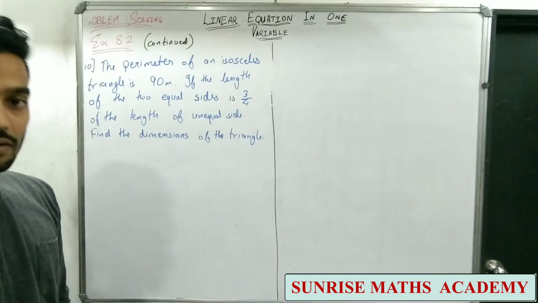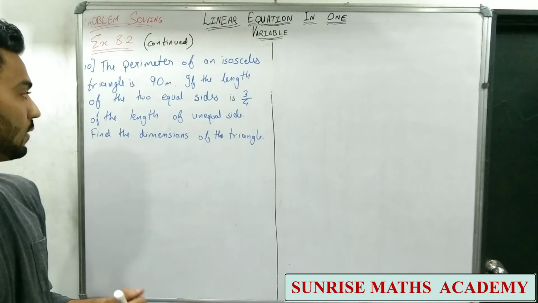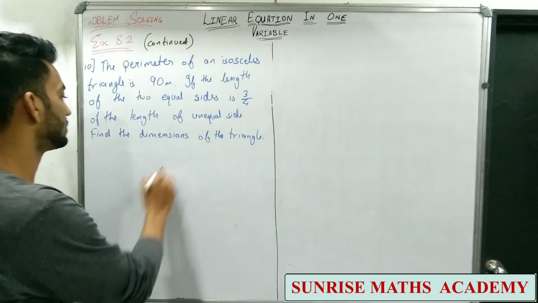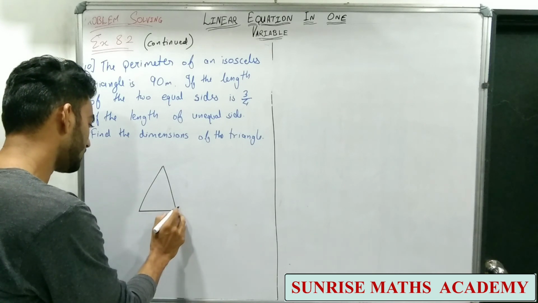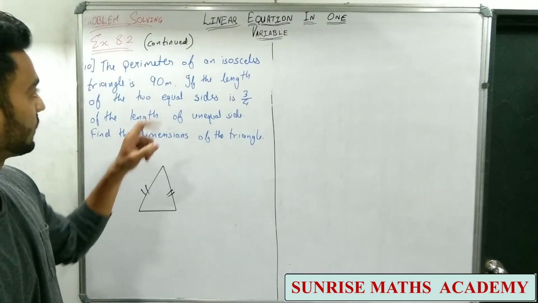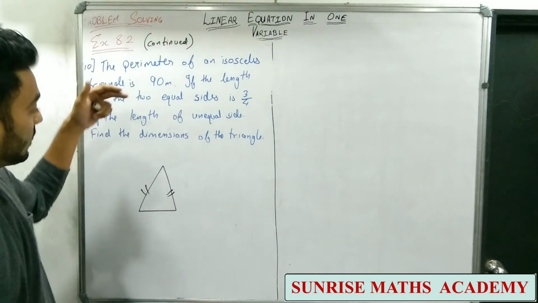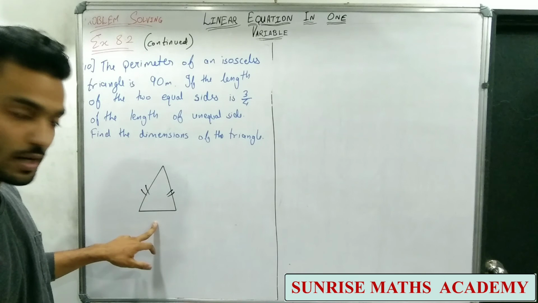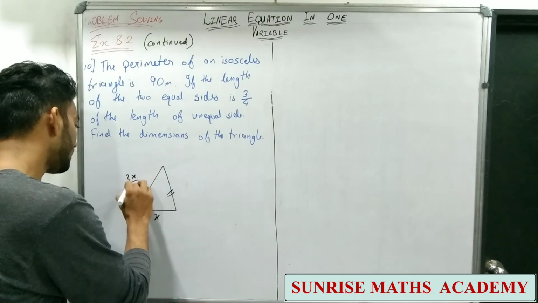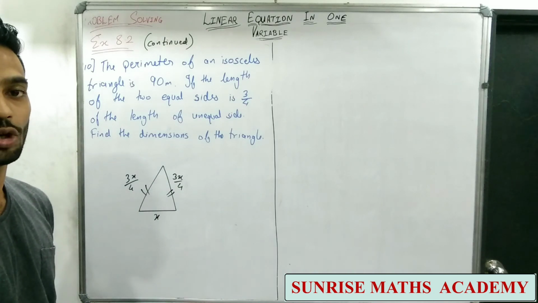The next one is for your practice. So you can practice it, solve it and put it in the comment box. If any doubt you can put it there, we can solve it. The question given is: the perimeter of an isosceles triangle is 90 meter. It's an isosceles triangle, so two sides are equal. Perimeter is given 90 meter. If the length of the two equal sides is 3/4 of the length of the unequal side. Length of equal sides का comparison दिया है unequal side से. So unequal side को हमको लेना है variable x. So therefore this will be 3x upon 4 and this will also be 3x upon 4. And then you have to find the length of all these sides.